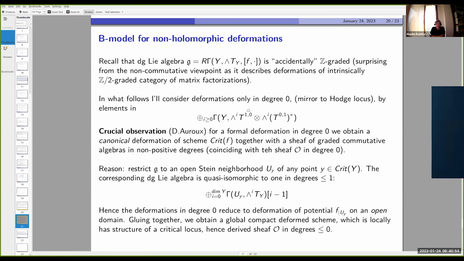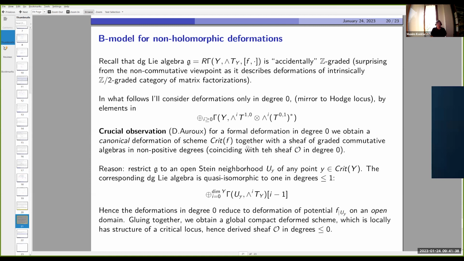We came to it a few weeks ago: if you take a deformation of degree 0 in this Hodge locus, you do something non-holomorphic, you get some d-bar stuff, but the claim is that you still get a canonical scheme, which will be a deformation of the scheme of critical loci, together with a sheaf of graded commutative algebras in non-positive degrees. And in degree 0, it will be the usual structure sheaf. So, it's not a derived scheme; I consider only homology.